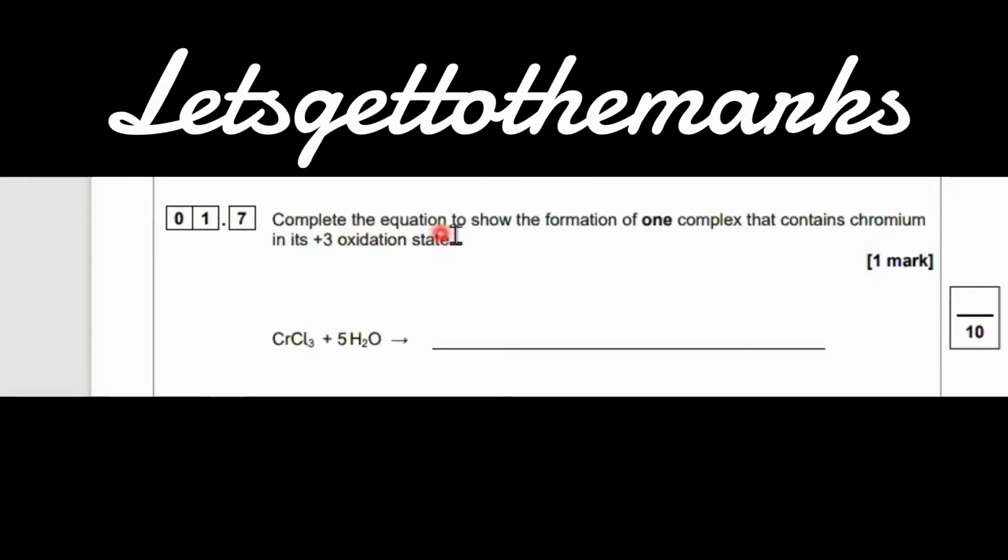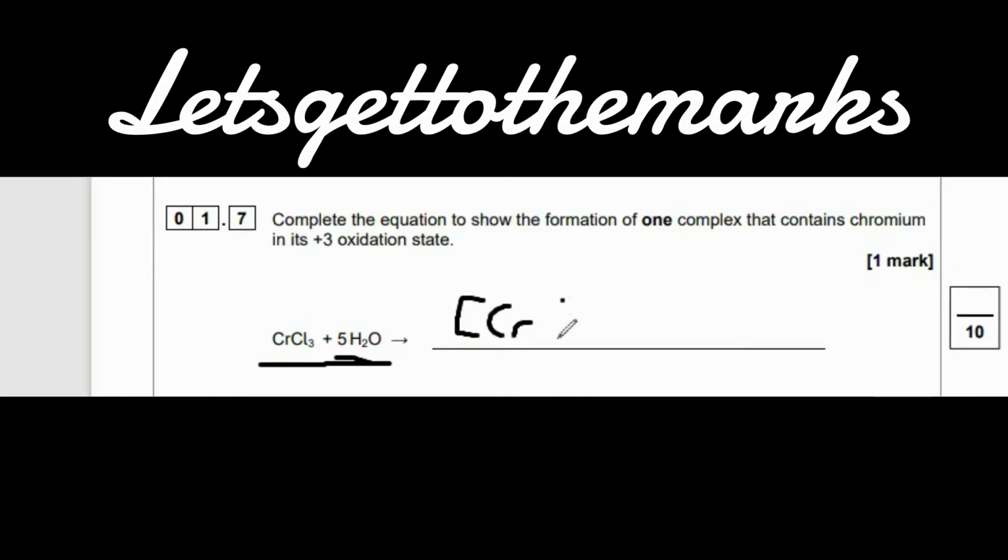All right, folks, let's get on to 1.7. Complete the equation to show the formation of one complex ion that contains chromium in its +3 oxidation state. So we've got CrCl3 plus 5 H2O. So what we want to do is draw a complex ion that contains all of these and has chromium in a +3 oxidation state.